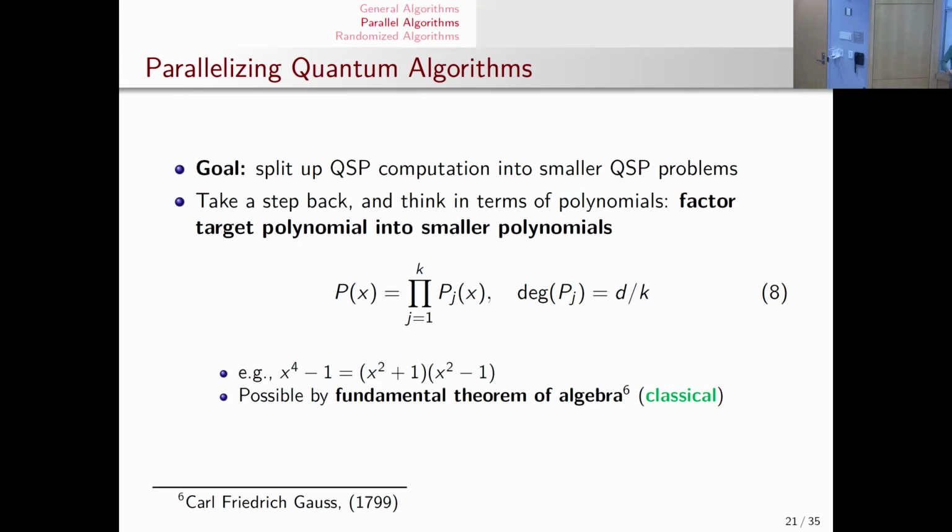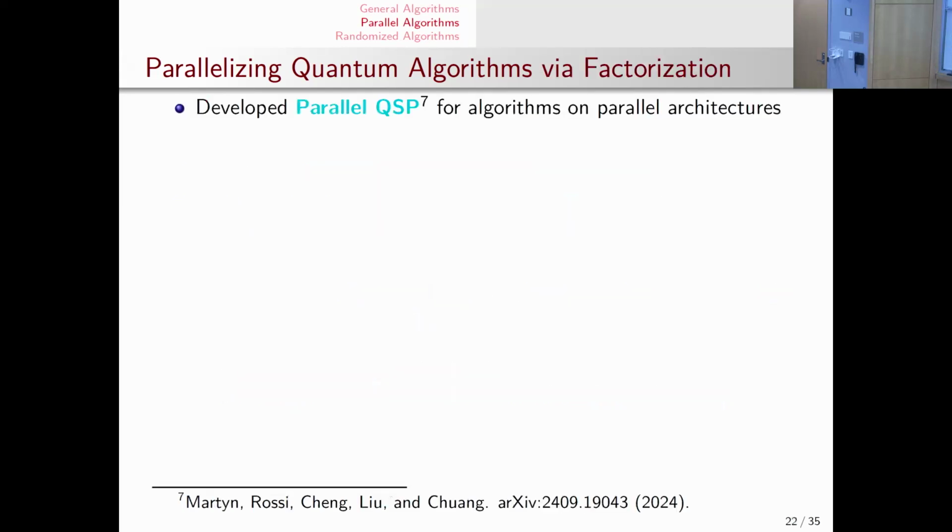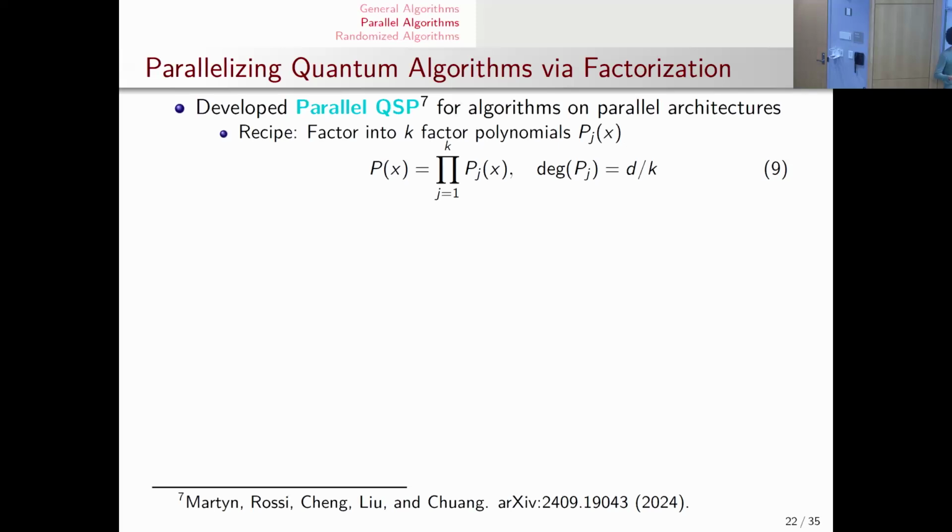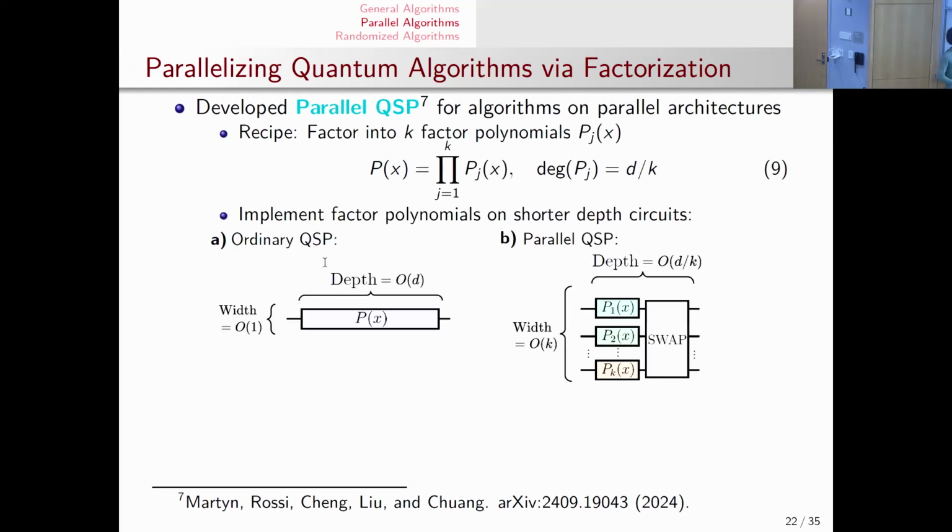And I will also remark that there are classical methods for factoring polynomials over, say, real numbers or real coefficients, such that if we're given some target polynomial and we want to factor it into like 3 or 4 smaller polynomials, we can do that classically. So that part can be done. And so what we did with this idea is we developed something known as parallel QSP for parallelizing quantum signal processing computations. And rather naturally, the recipe is to first take your polynomial, factorize it into K factor polynomials, and then implement these factor polynomials on circuits of shorter depth.